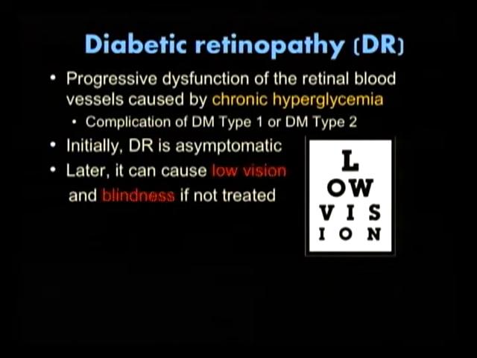Diabetic retinopathy is one of the most common complications of diabetes. It's a progressive dysfunction of the retinal blood vessels that's caused by chronic hyperglycemia or high blood sugar. It is a complication of both diabetes mellitus type 1 and type 2. Initially, diabetic retinopathy is asymptomatic, so most patients do not know they have this condition in the early stages, and effective screening with an optometrist or ophthalmologist is crucial for early detection. Later on, if the blood sugar is not well managed, it can cause low vision and blindness.